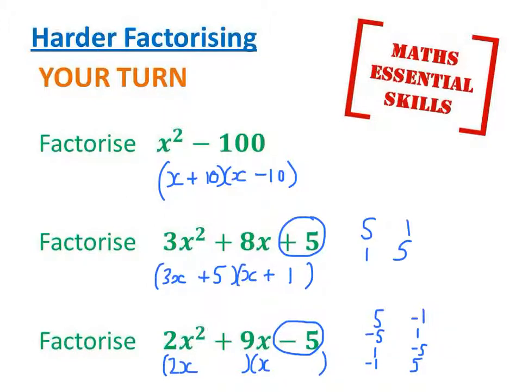And again, I have to try all these options in there until I get one that works when I expand it out. And the one that actually works is the last one of these examples, minus 1 and positive 5. That's the only combination which works.